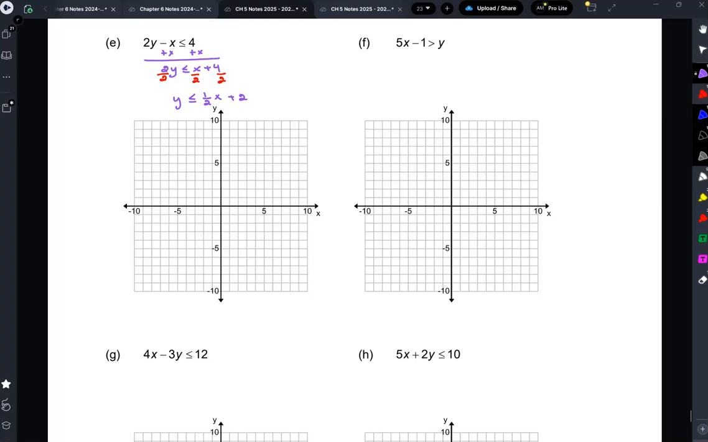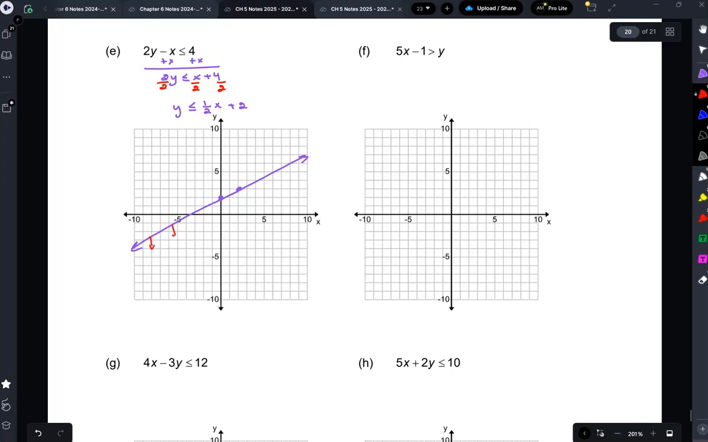Okay, this time it's going to be a solid line, right? Because it's less than or equal to. All right, so here we go. This is the y-intercept, 2. And my slope is 1 over 2, so I go up 1 over 2. We said solid line. So, less than or equal to goes down. Okay, the arrows are going to go down.